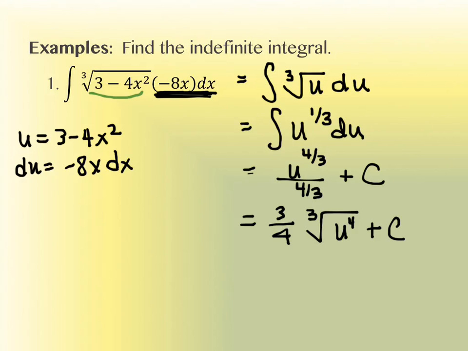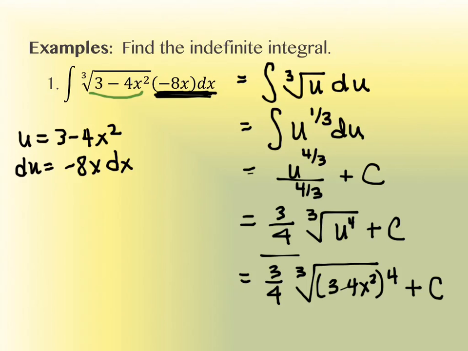Right, it started out with a cube root in it. It's going to end with that cube root notation in it. But I need to replace the u with what u actually equaled in terms of x's. So this is the cube root of 3 minus 4x squared, and then to the fourth power plus the c.